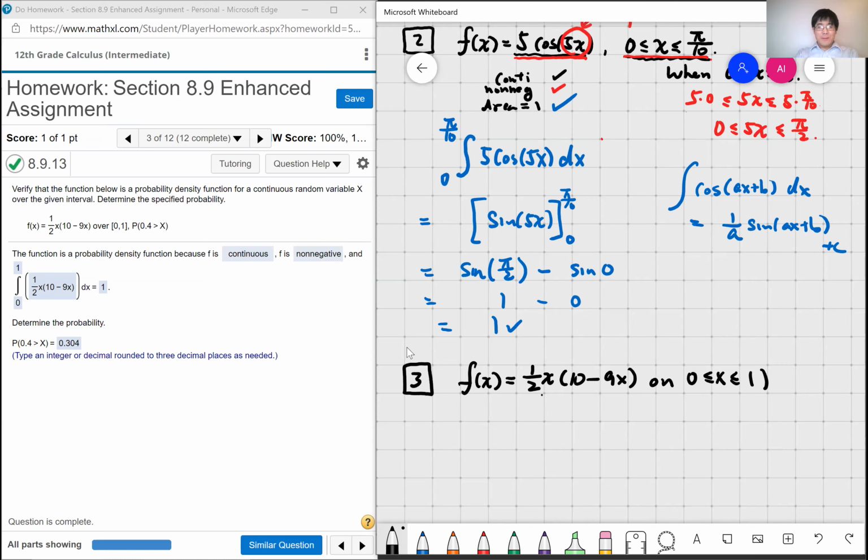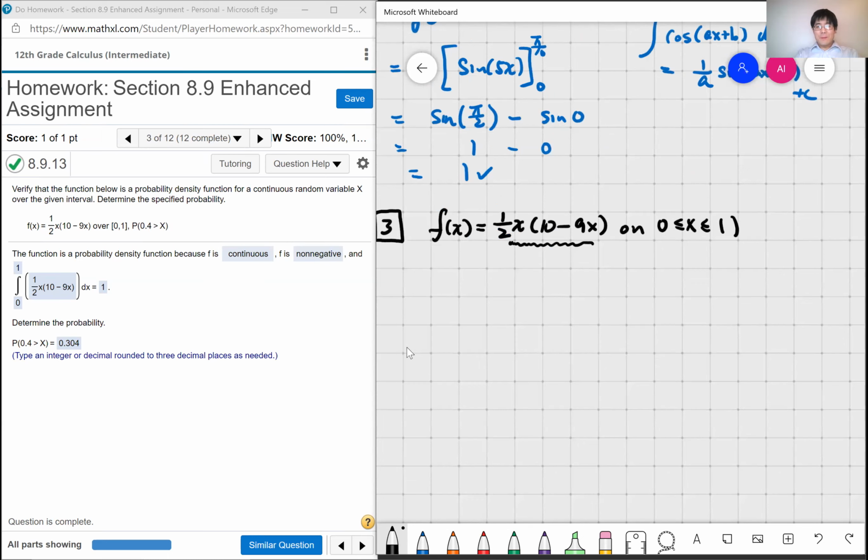So now we have a parabola. This is a quadratic expression, so the graph should be a parabola. This is a factored form. Looking at the intercepts, the x-intercept is 0, and the other intercept is 10 over 9. Since the coefficient for x squared is negative 9 over 2, it's going to be an upside down parabola. So the graph looks like this. We are only looking at the interval of 0 through 1. 1 is here.